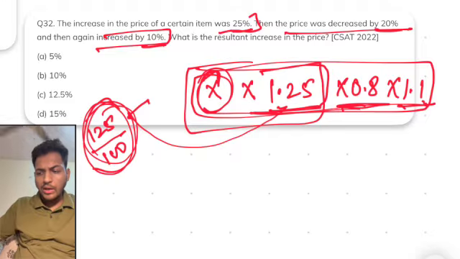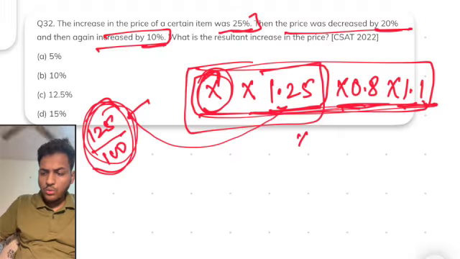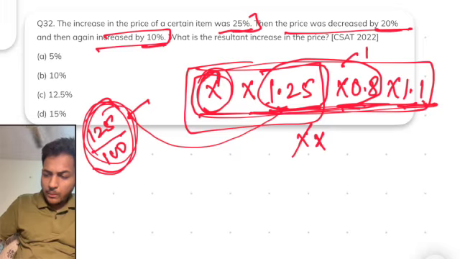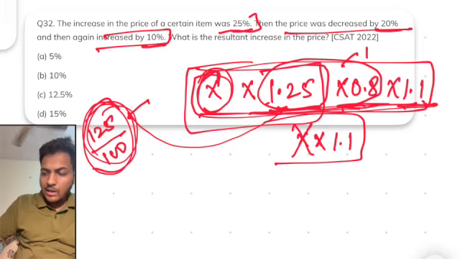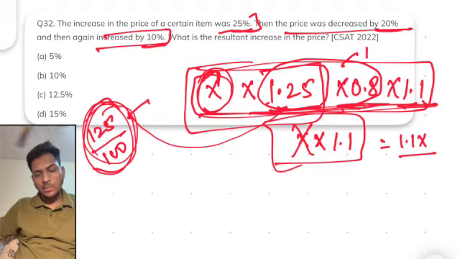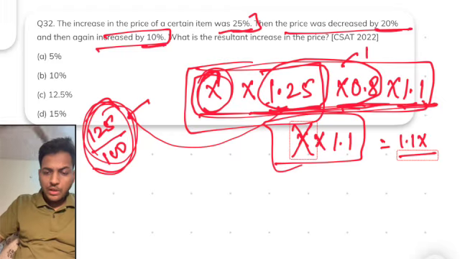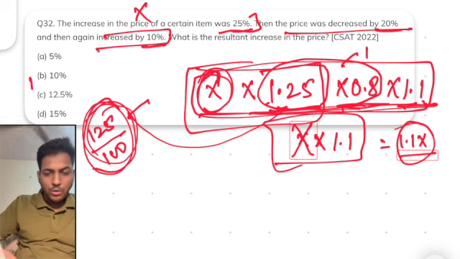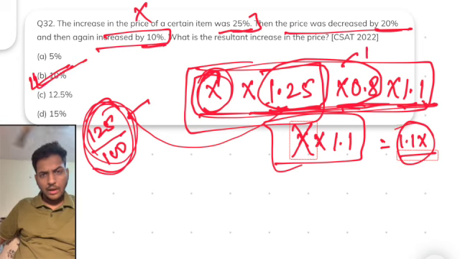Now if you calculate this multiplication, it will be nothing else but x into, these two will multiply to 1, and this will be x into 1.1. That means finally it is 1.1x. That means 10% has been increased. You can easily see, if the initial price was x and the final price is this, there is a 10% increase. So this will become your answer. Is it clear to all of you?